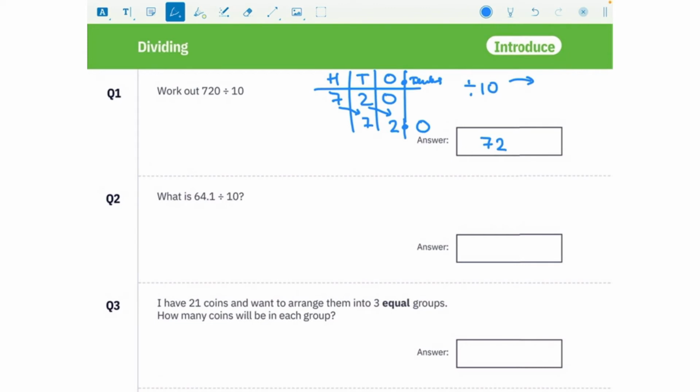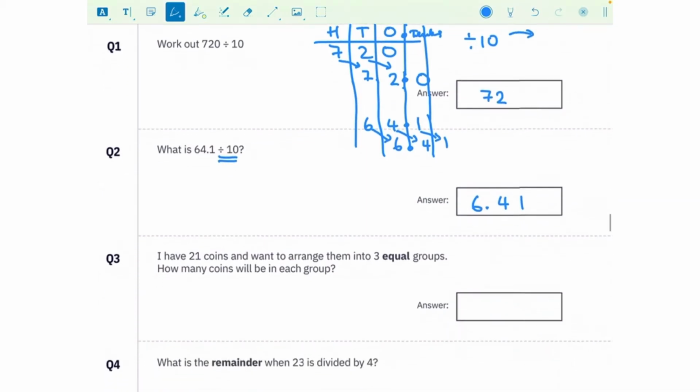Similarly here, I've got 64.1, so let's just make this longer. 64.1. If I'm dividing by 10, again, I'm moving all of those digits one column to the right. So the 6 is going to end up in the ones column, the 4 is going to end up in the tenths column, and the 1 is going to end up in the hundredths column. So there, so 6.41.